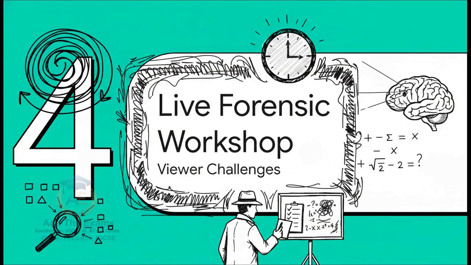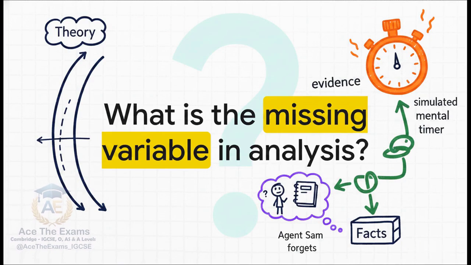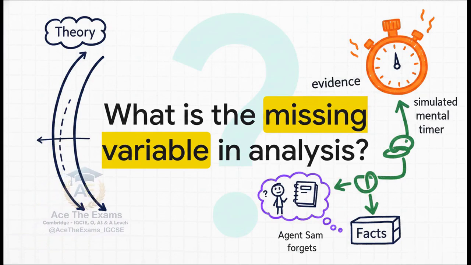All right, moving to section 4, live forensic workshop. It is time for some viewer challenges right here in the exam room. Here is challenge 1. When a high tariff question asks you to evaluate 2 different mathematical models, what is the critical missing variable in a student's comparative analysis? I'm going to start a simulated 5-second mental timer right now. Think about it.